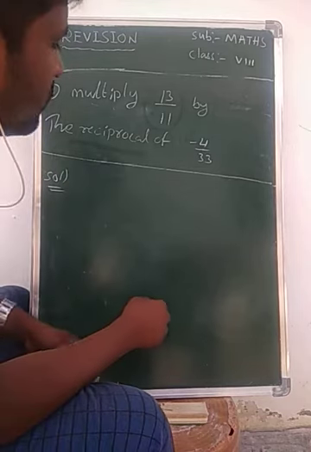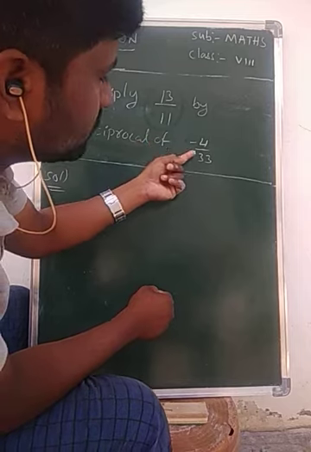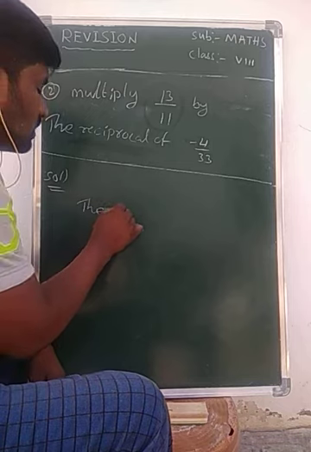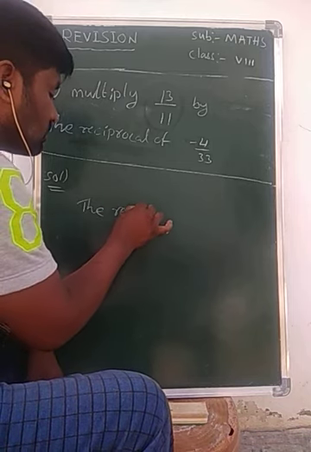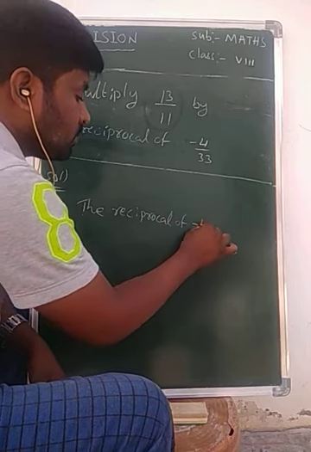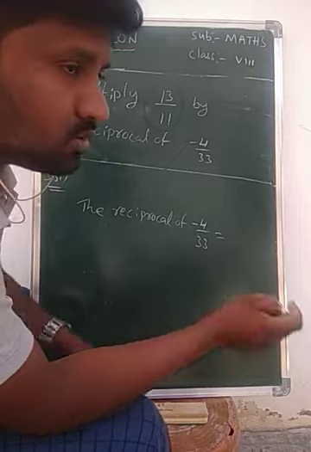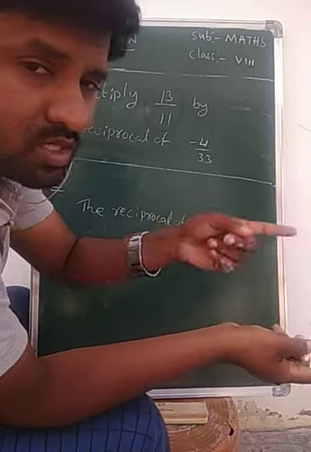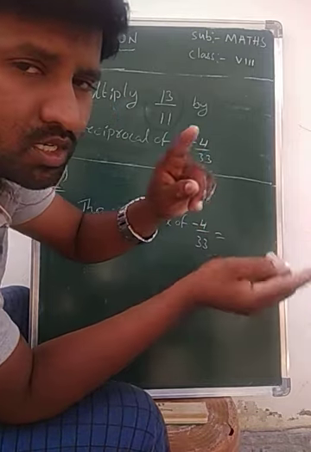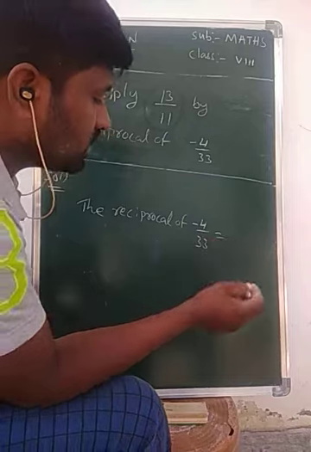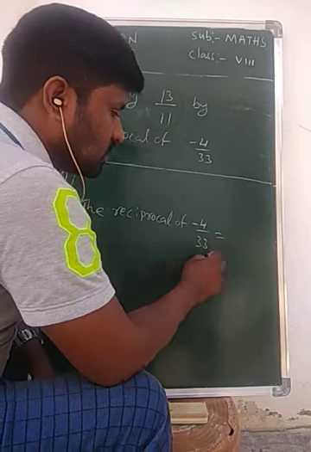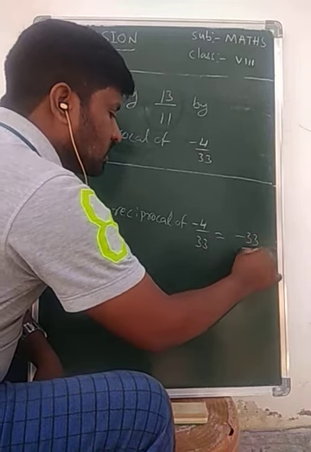So what is the reciprocal of -4/33? I am writing here the reciprocal of minus 4 by 33, that is equal to: the numerator becomes the denominator and the denominator becomes the numerator. That is nothing but reverse. So the reciprocal of minus 4 by 33 is minus 33 by 4.